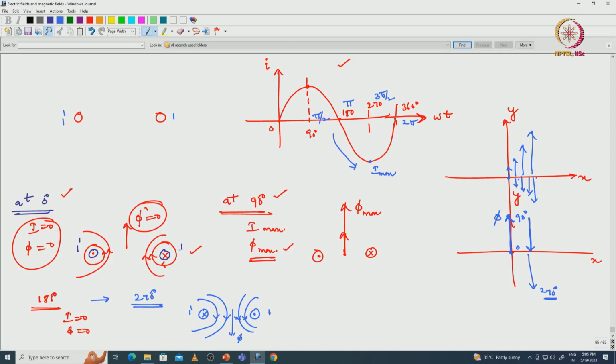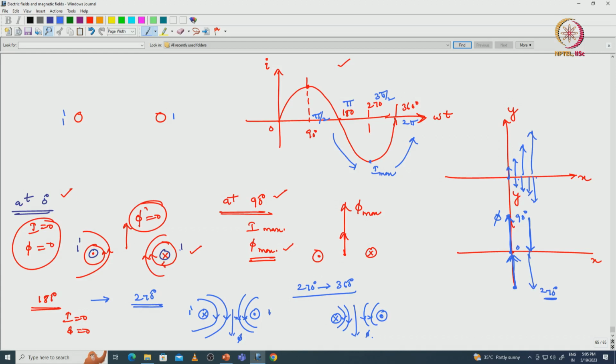Is it fine? Now, from 270 to 360 degrees current is decreasing in the same direction. So current is not changing direction, it is in a decreasing fashion. So the flux vector is also in the same direction, but it will decrease and reach from this point to this point.